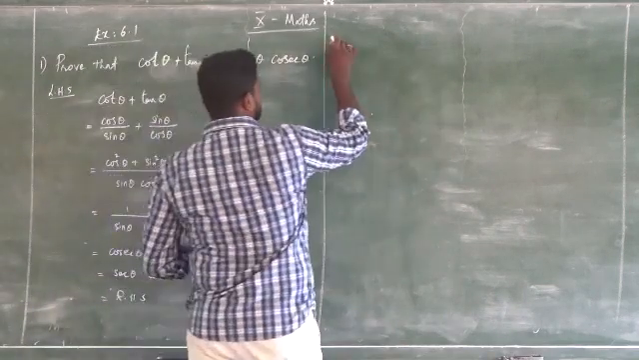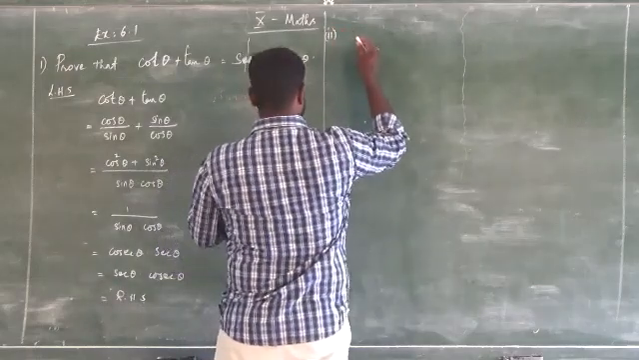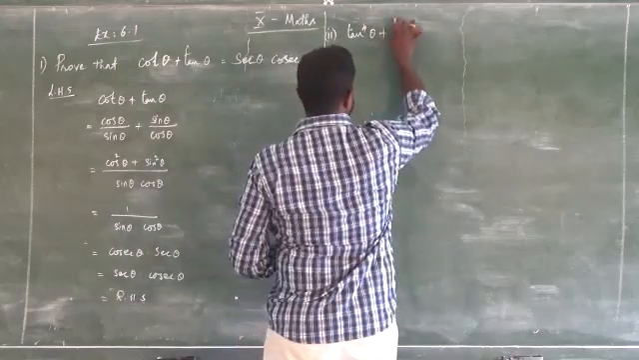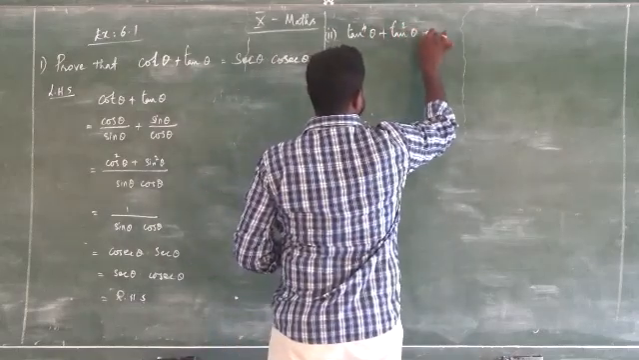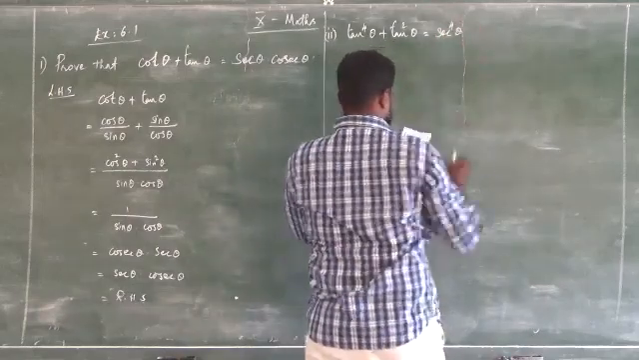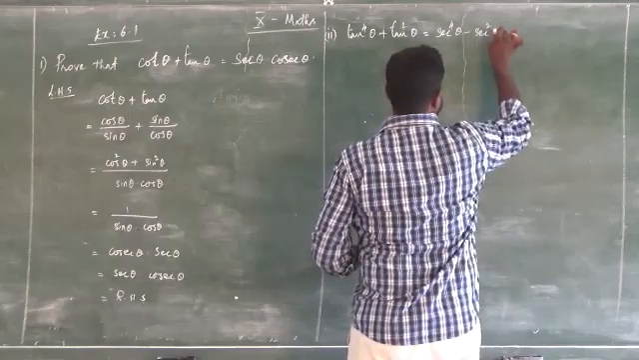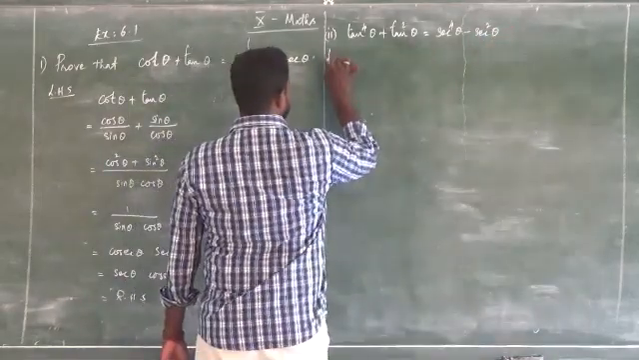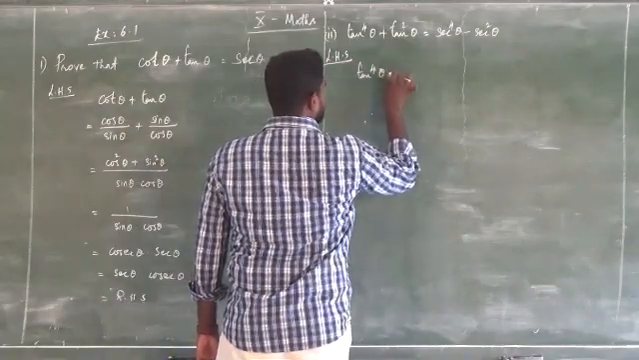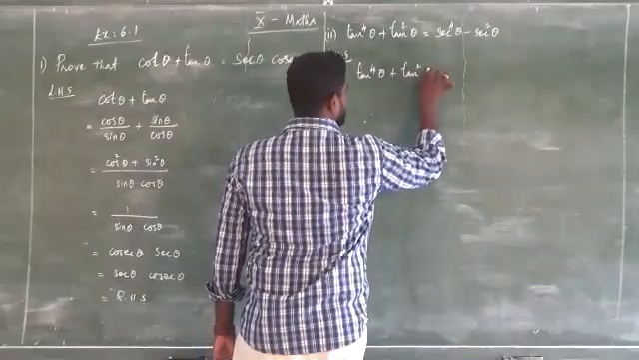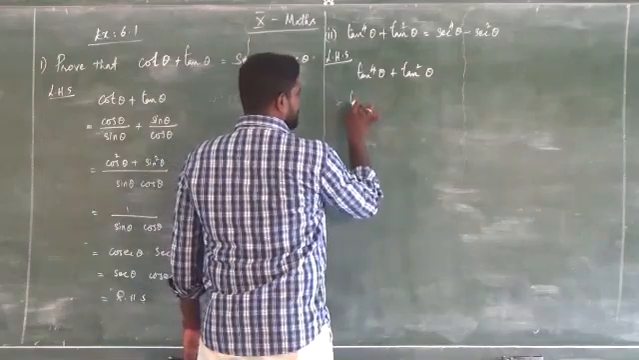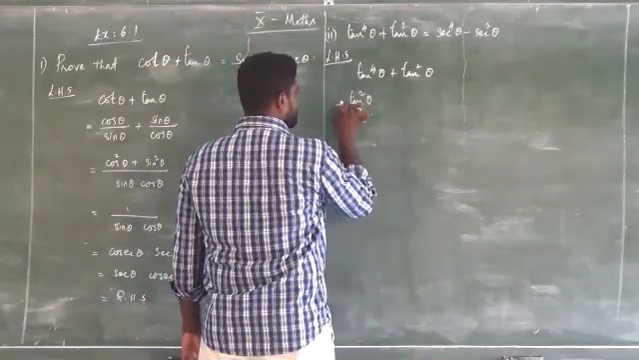Second subdivision: tan power 4 theta plus tan square theta is equal to secant power 4 theta minus secant square theta. Here take LHS. LHS is tan power 4 theta plus tan square theta. So in these, tan square theta is common. So take tan square theta as common.